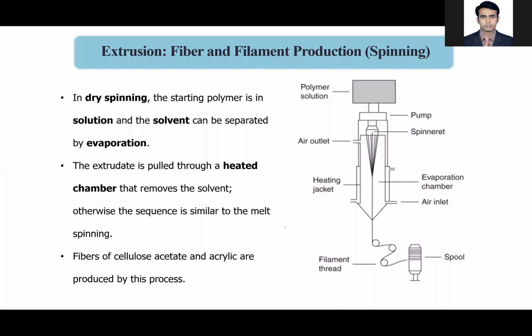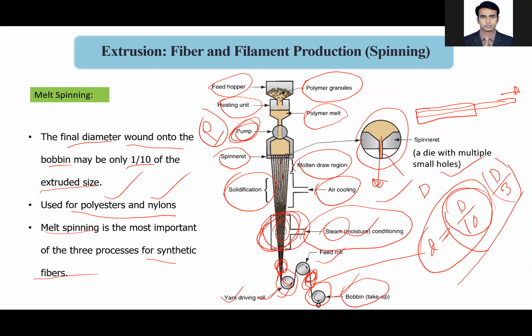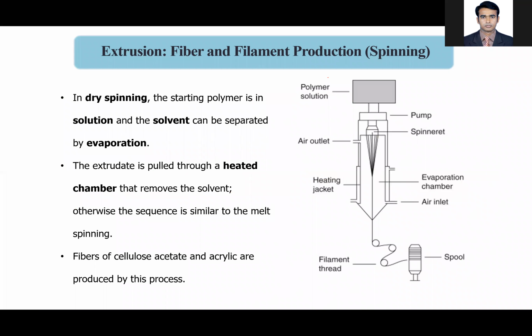Okay, the next one is dry spinning. In the case of dry spinning, the starting polymer is a solution. Instead of melt, as in the previous one, melt spinning, where we used the polymer melt, in this case it's not a melt; it's a polymer solution.